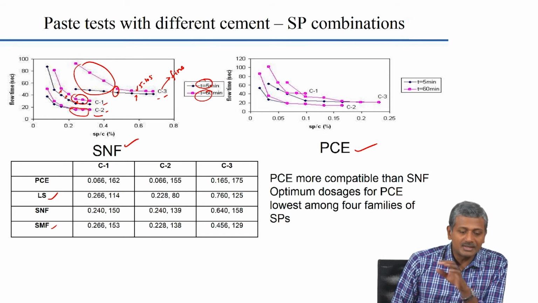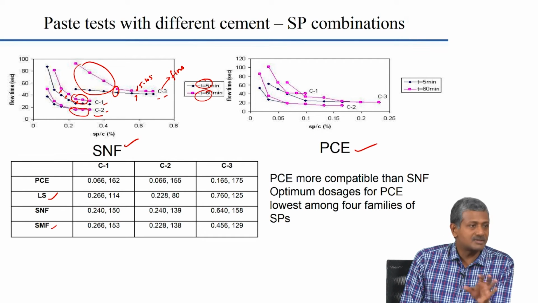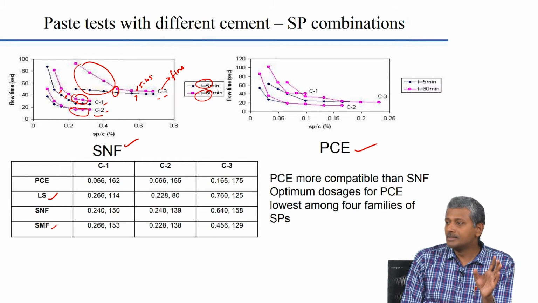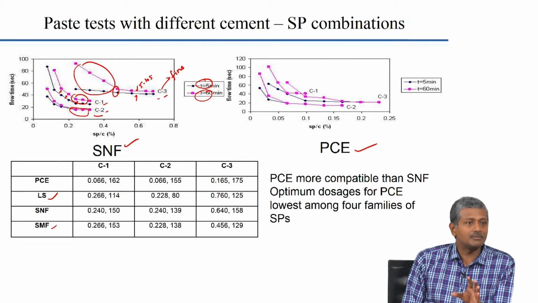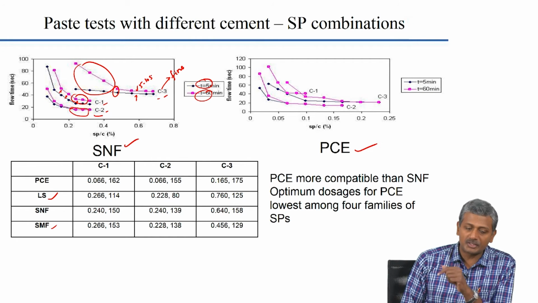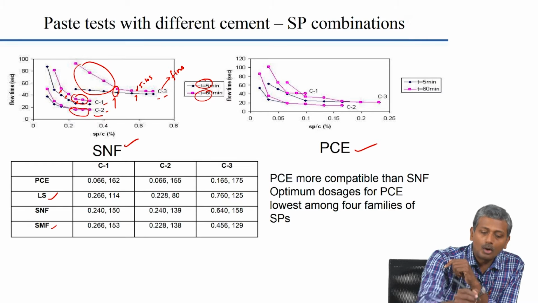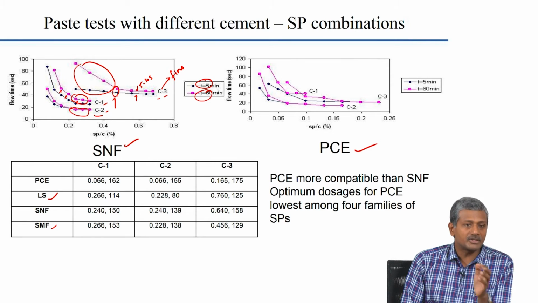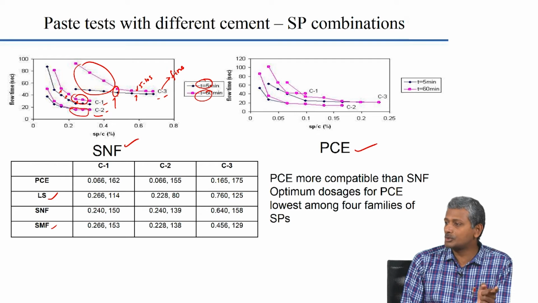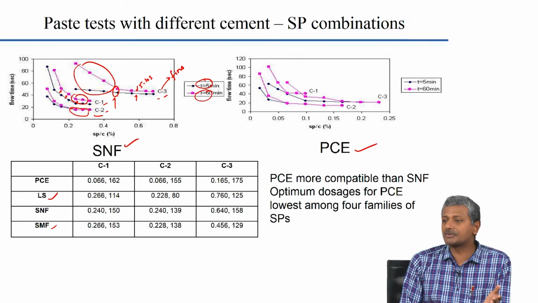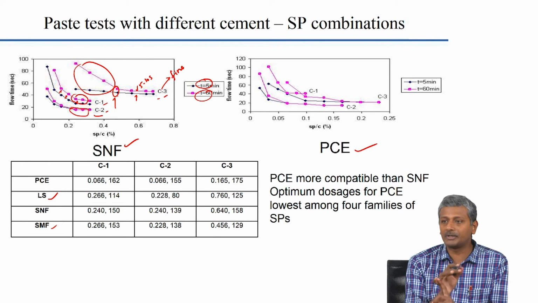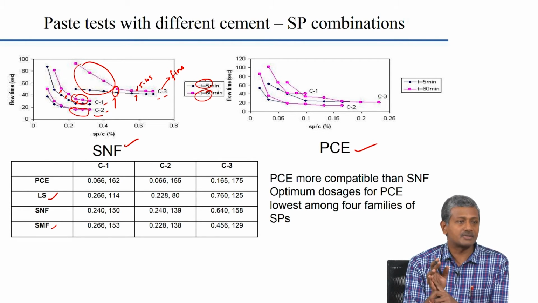Nevertheless, amongst the 3 cements, C1 is showing some lack of compatibility. C3 again shows some compatibility problems, especially with respect to the higher optimum dosage. If you see C3, it has a much higher optimum dosage as compared to C1 and C2, and that is happening primarily because of the higher fineness of the C3 cement. So, we are seeing directly the effect of compatibility and the effect of fineness of the cement here.